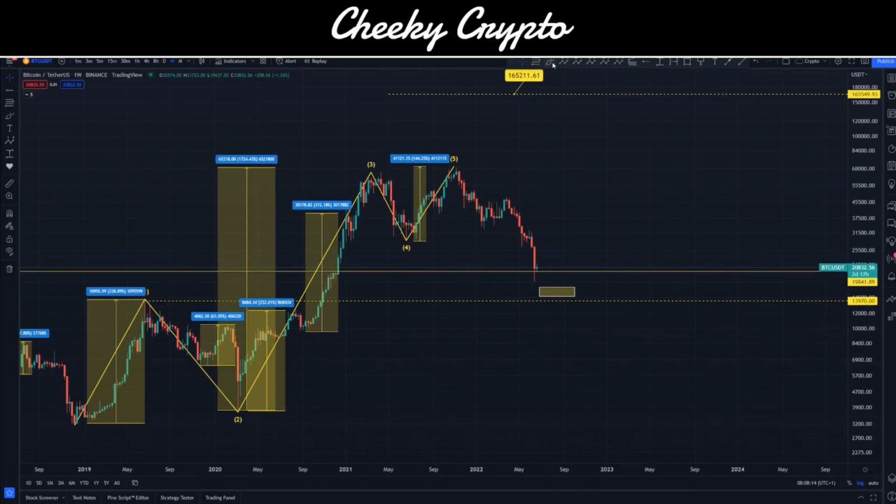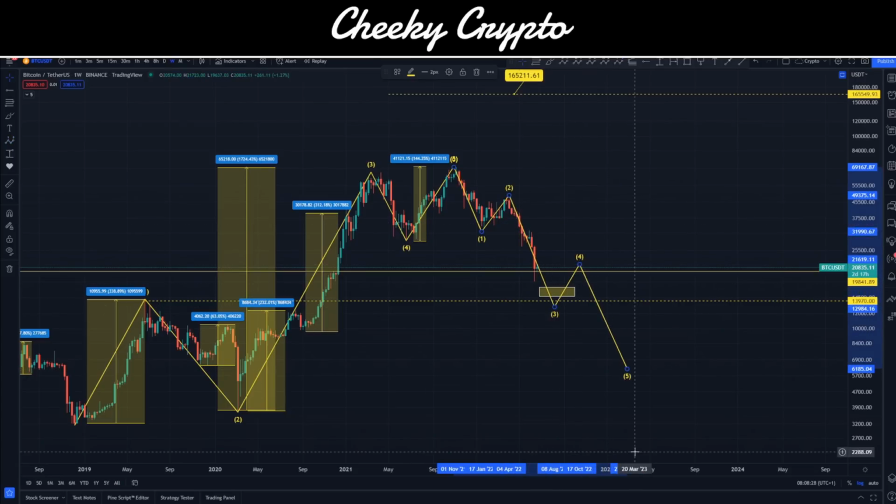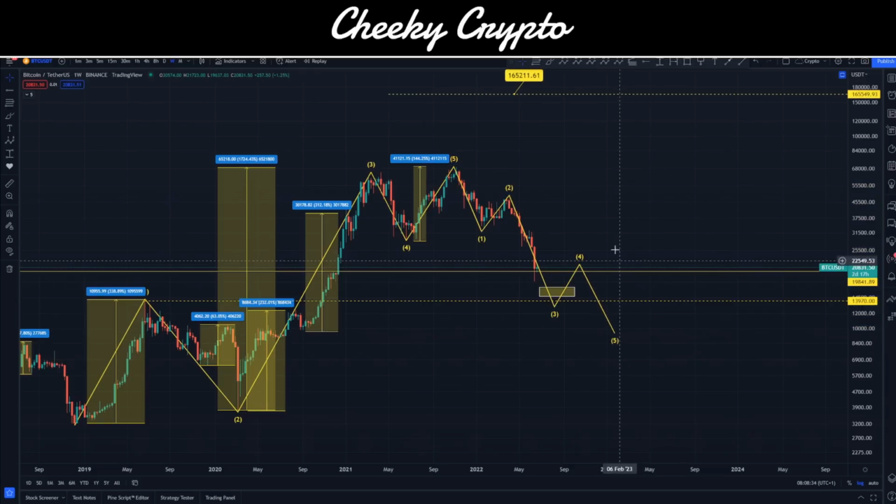But I want to see this as just a 3-wave correction, right? I want to see this as just A, B, and C, for example. And we want to avoid that next move where this actually then turns into 1, 2, 3, 4, 5, because all of a sudden you are talking about going down less than $10,000, right? Or, yeah, probably less than $10,000.